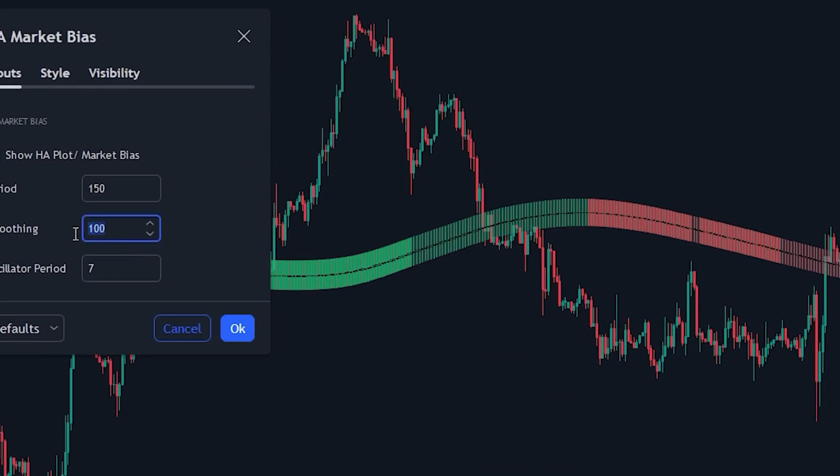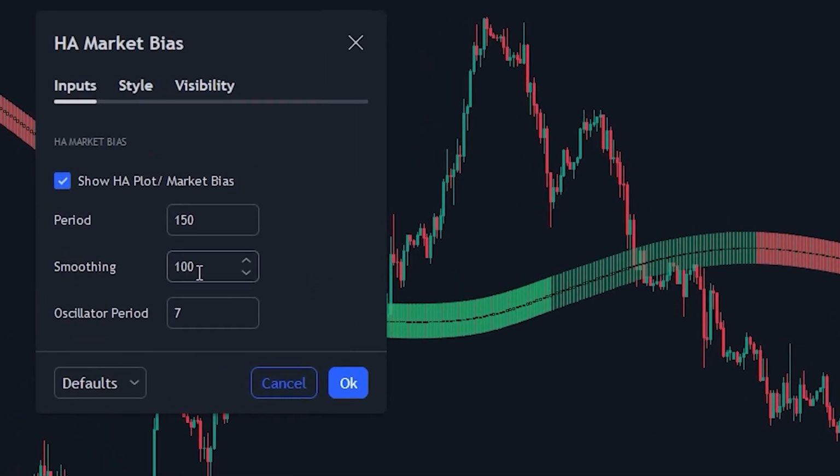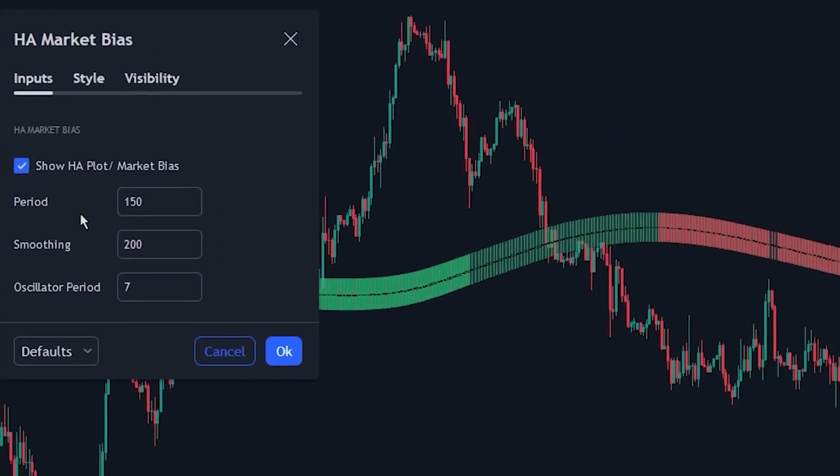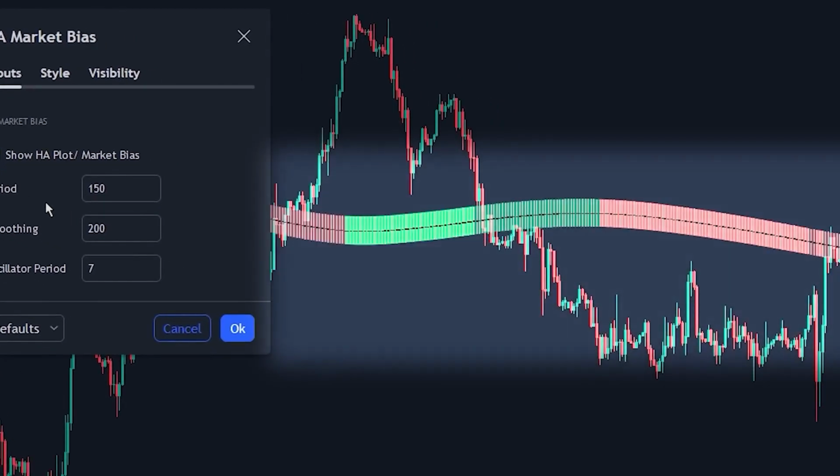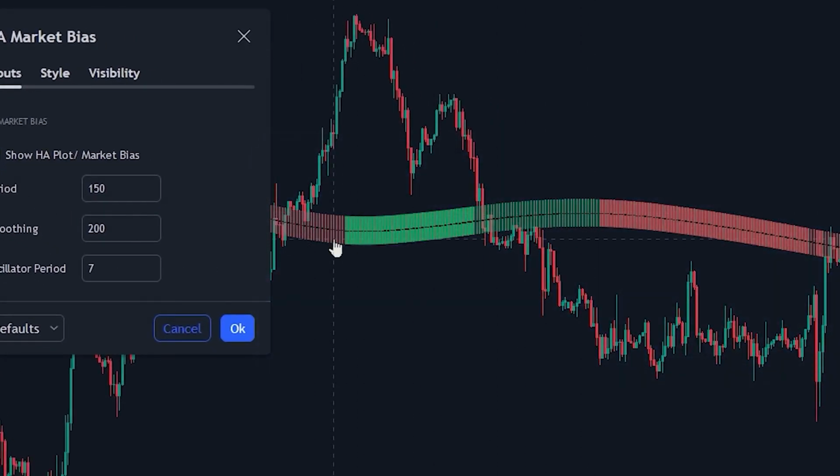The smoothing value determines the degree of smoothness applied to the indicator's calculations. It acts as a filter to reduce noise and provide a clearer representation of the underlying trend. A higher smoothing value, such as 200, would result in a smoother indicator line, reducing short-term fluctuations and noise. Keep in mind that while this means that the indicator will provide a clearer view of the market bias, it causes the indicator to become less reactive, making the reading it provides less precise.